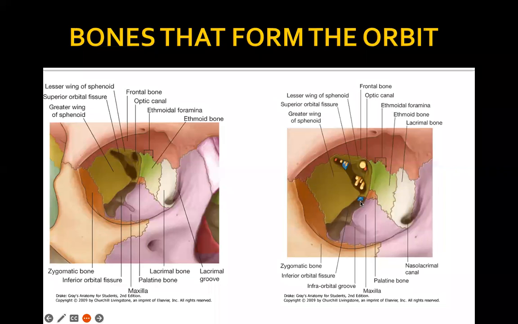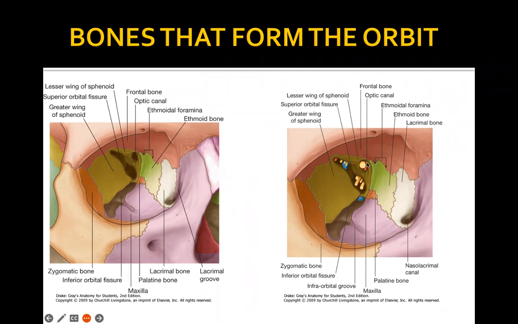Here we won't say except, but we will mention which specific structure passes through the superior orbital, the inferior orbital fissure, for instance. Which of the following is a content of the inferior orbital fissure? Then we can bring a lot of those found in the superior orbital fissure.